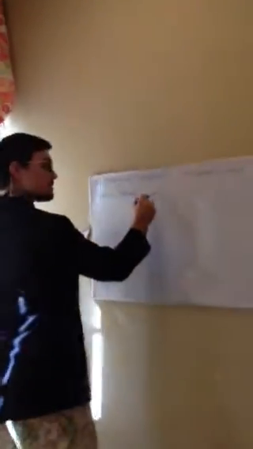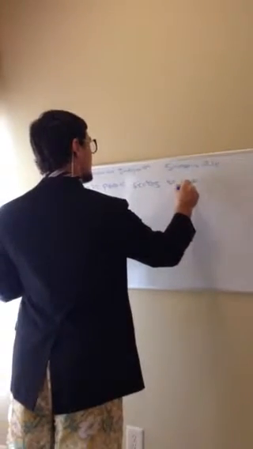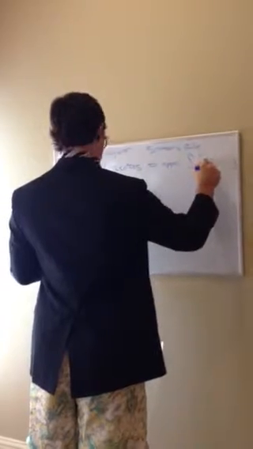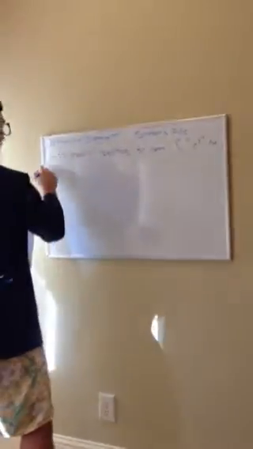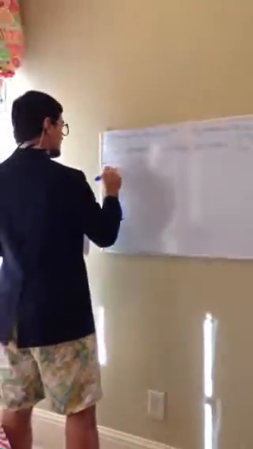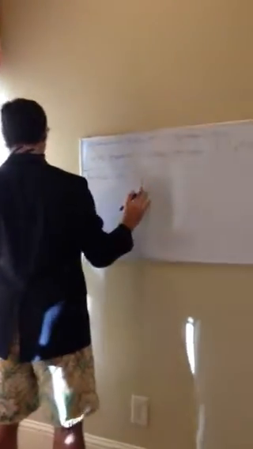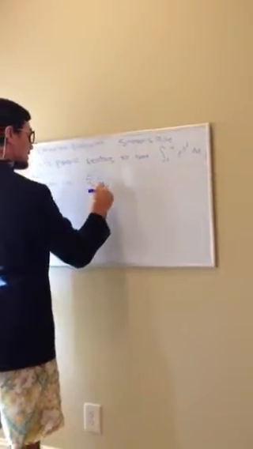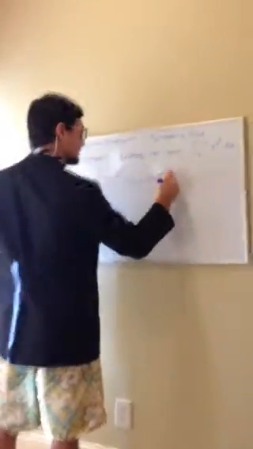parabolic sectors to approximate the integral from 0 to 4 of e to the x squared dx. Now, Simpson's rule tells us that we must use h over 3 times y sub 0 plus 4y sub 1 plus y sub 2.